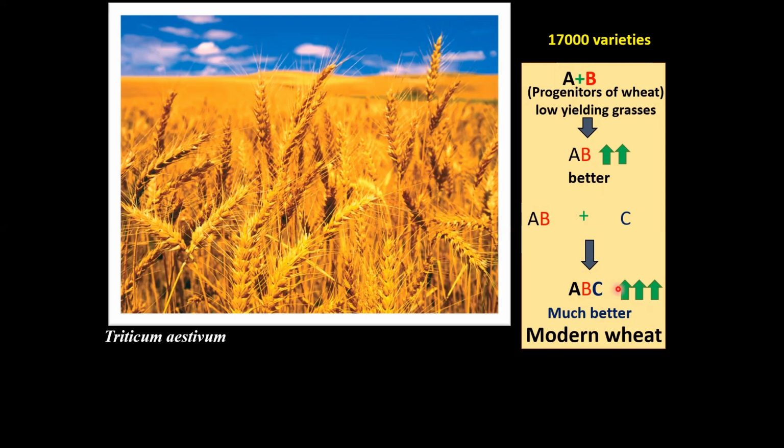Now, a question arises in our mind, what made this triple hybrid wheat plant superior to its ancestors? Answer is they have larger grain, they are more easily harvested, and they grow in a wide range of environmental conditions. So genetically, this triple hybrid wheat plant is an amalgamation of the genomes of three different species.